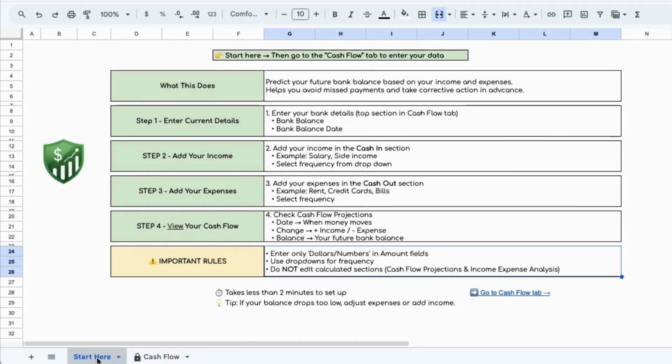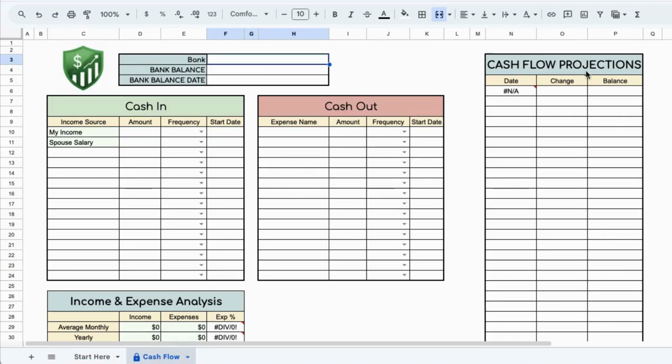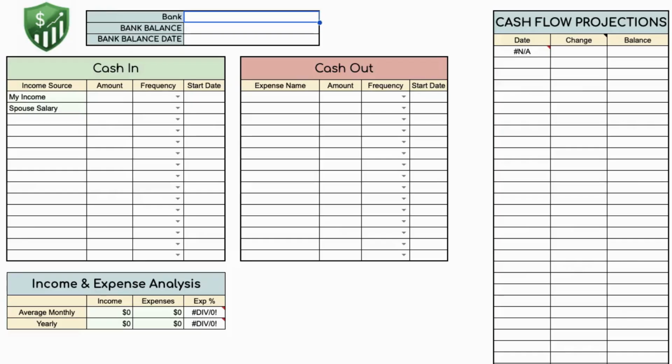Basically, this tool solves two very common problems. You might get paid weekly or bi-weekly, but most of your bills are monthly and spread across different dates. Secondly, your bank only shows you what has already happened. This sheet shows you what your balance will look like in the future. Let's walk through it. We will jump into the Cash Flow tab here in the sheet.